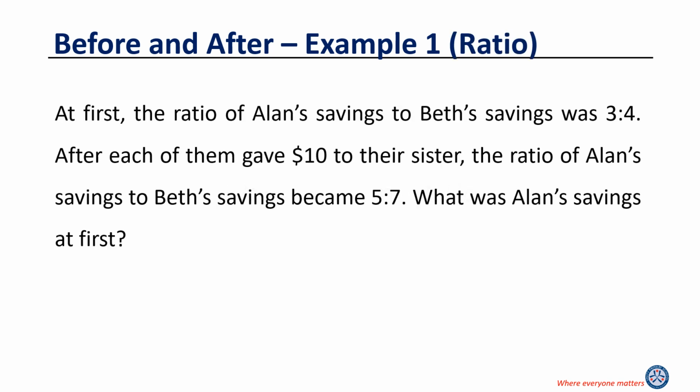Let us read the question. At first, the ratio of Alan's savings to Beth's savings was 3 to 4. After each of them gave $10 to their sister, the ratio of Alan's savings to Beth's savings became 5 to 7. What was Alan's savings at first?